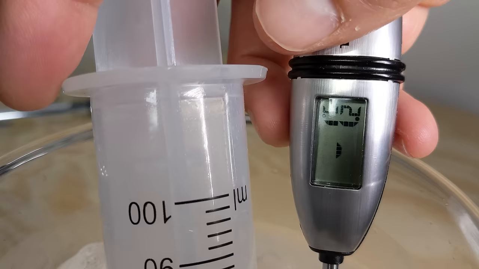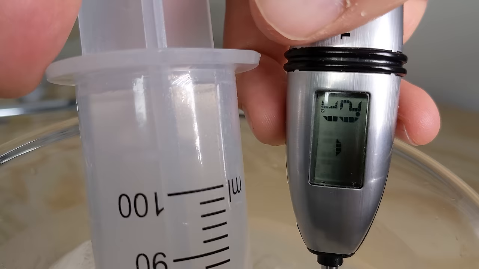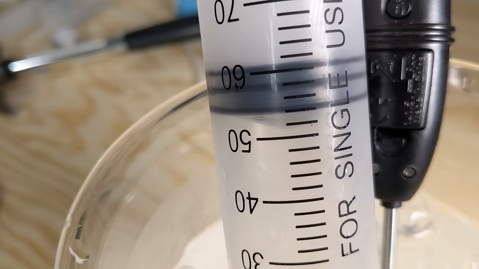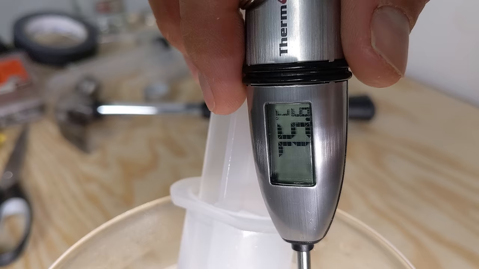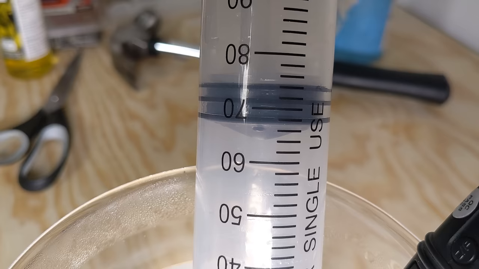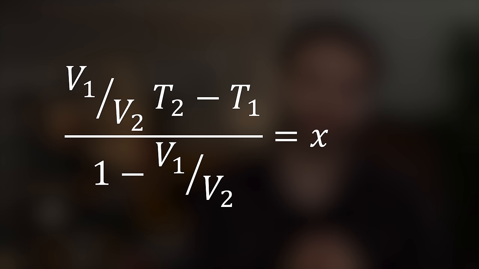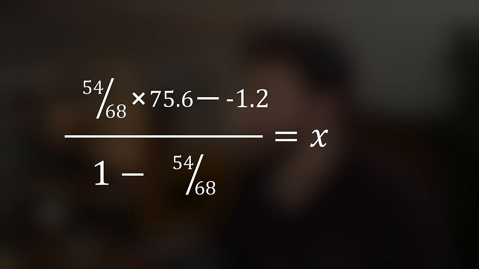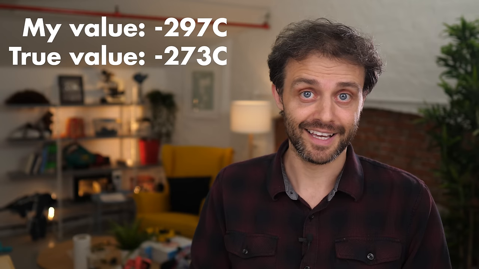And these are the values we've got: -1.2 degrees, 54 milliliters, 75.6 degrees, and 68 milliliters. When we plug all those values into the equation, we get that absolute zero on the Celsius scale is -297 degrees Celsius. And that is not terrible.